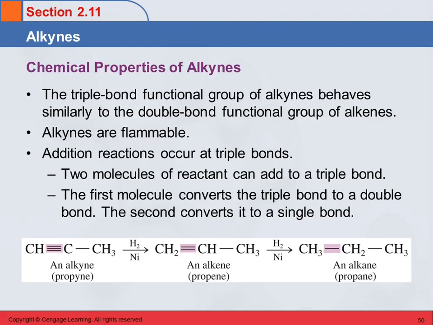For chemical properties, that triple bond functional group behaves much like the double bond functional group in the alkenes, and so they undergo similar chemical reactions. Alkynes are flammable, and they also undergo the addition reactions that we talked about for the alkenes. The difference is that because it's a triple bond, you can actually add 2 molecules of the reactant instead of just 1. So in this example down here, we've got propyne with this triple bond, and what kind of reaction would this be, adding hydrogen?